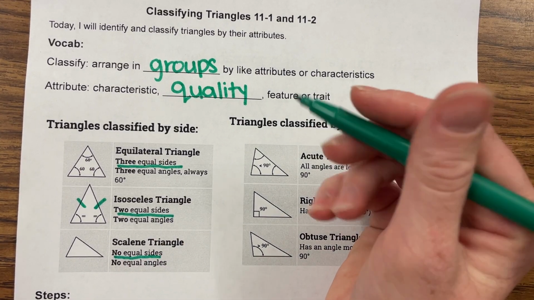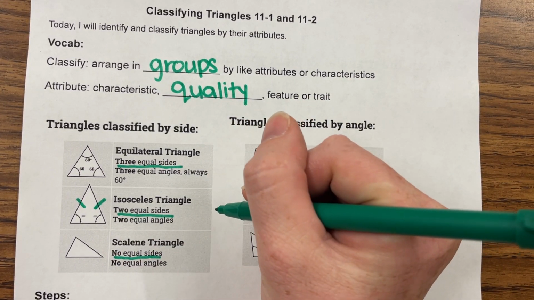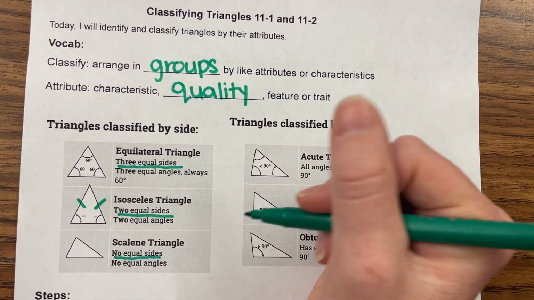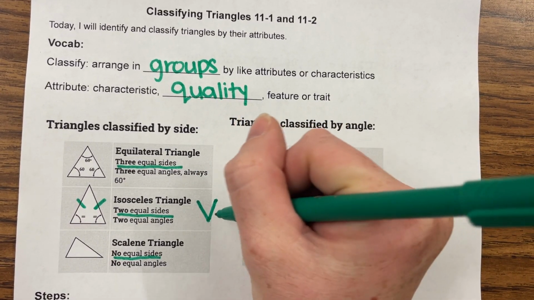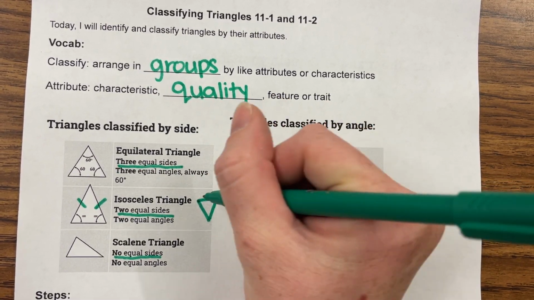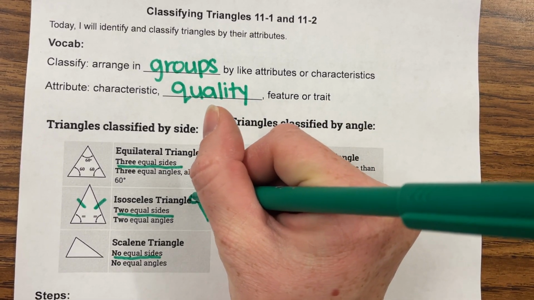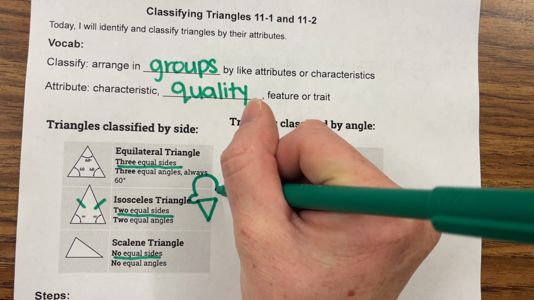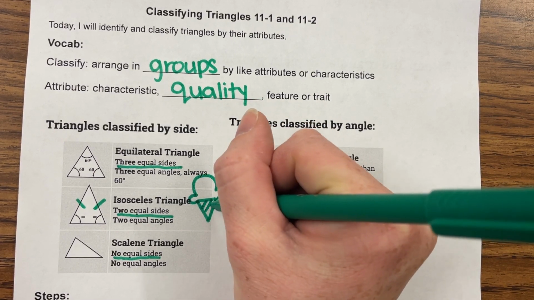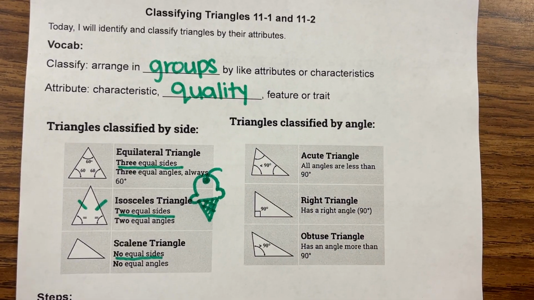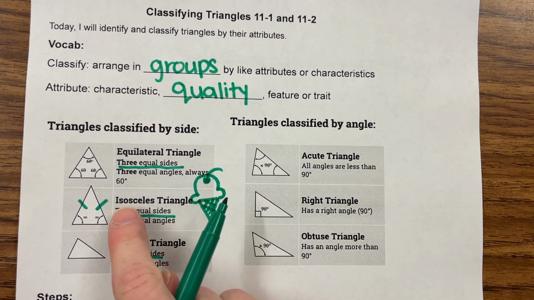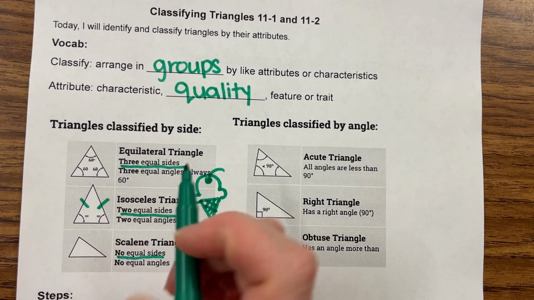For the isosceles triangle, I'm going to go back to that one. Right now it looks like an upside down ice cream cone. I'm going to draw it right here. It has 2 equal sides, and we're just going to draw an ice cream cone to help us remember. A little cherry on top. Okay, so think isosceles ice cream cone.